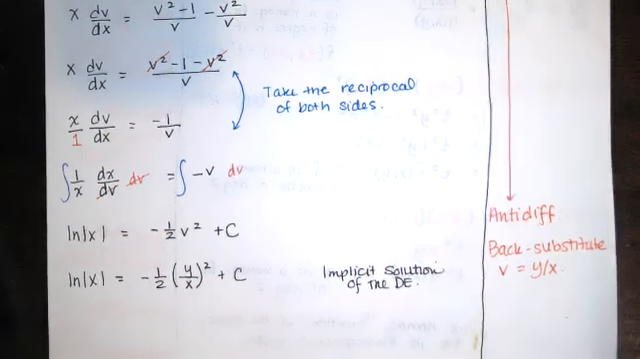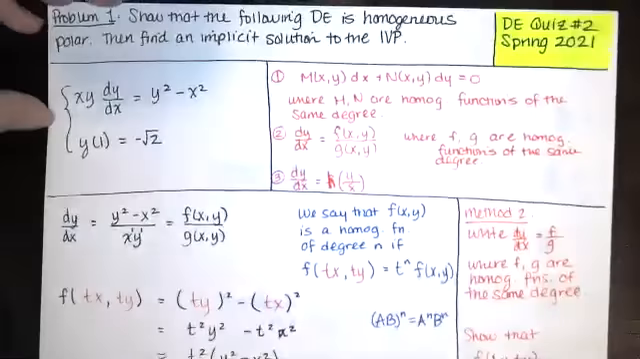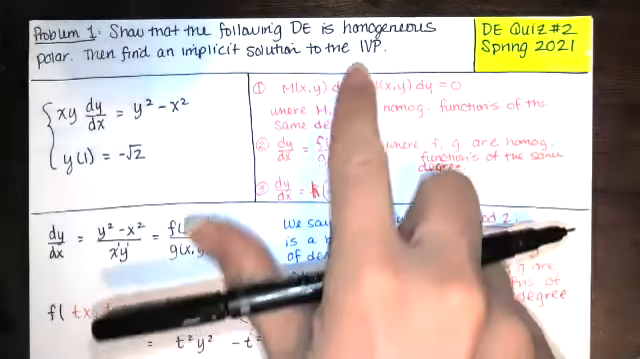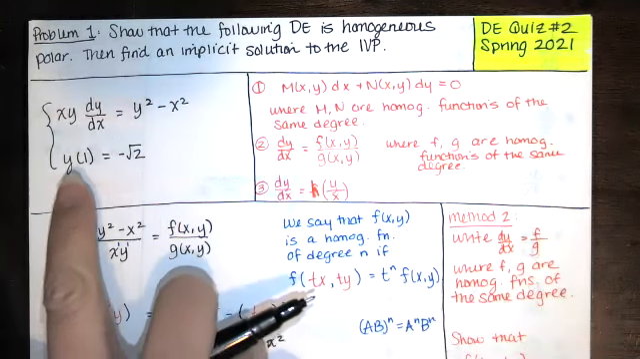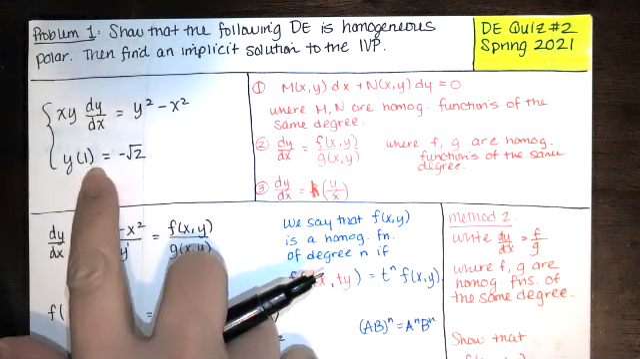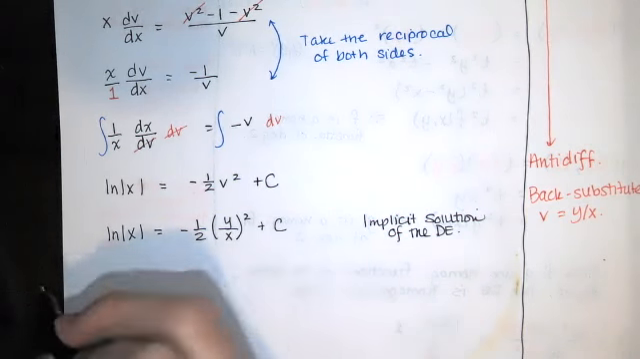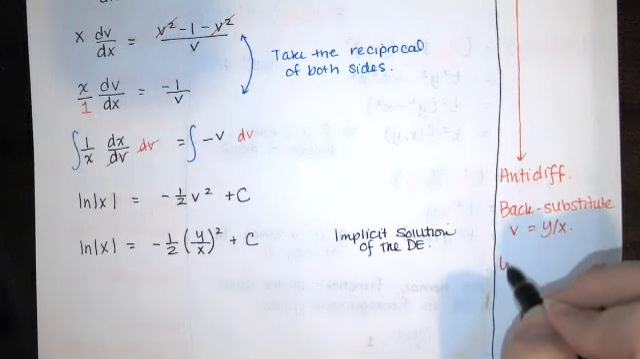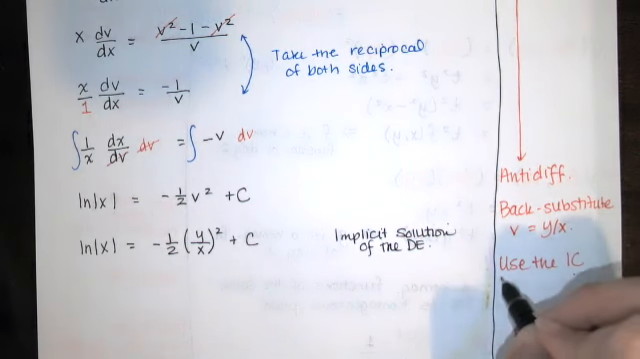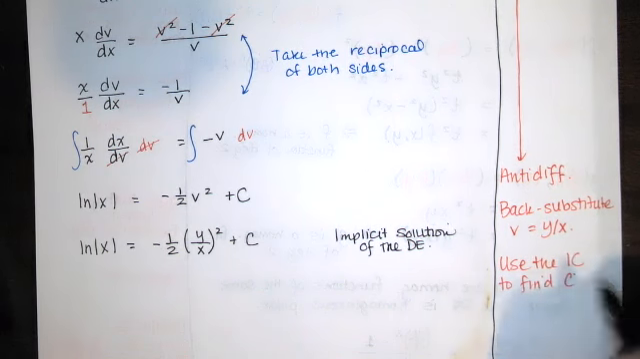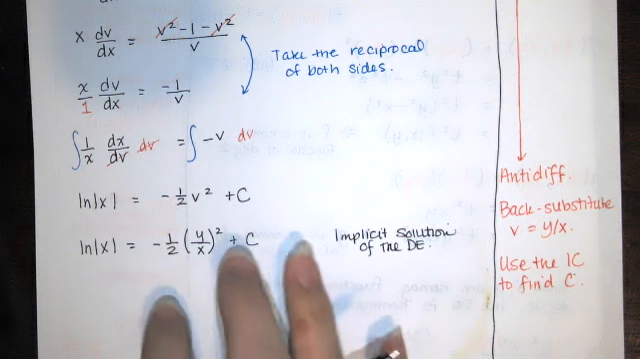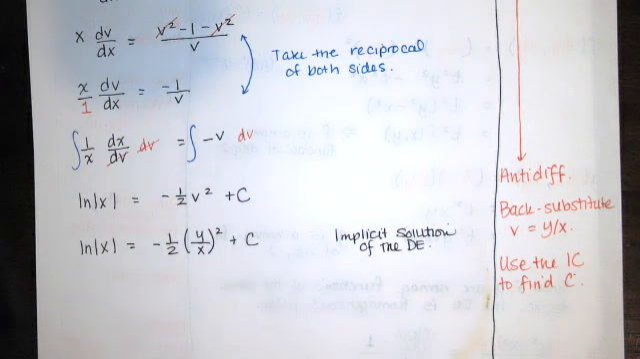Now, we were not just asked for that. We were asked to find an implicit solution to the initial value problem. So we need to use this initial condition, which tells us that when x equals 1, y equals the negative square root of 2. We need to use that to find the correct or appropriate value for c. And then once we find c, we need to substitute c back into this implicit solution to have an implicit solution that does not have any arbitrary constants in it. So this is an implicit family of solutions. We're looking for an implicit particular solution.